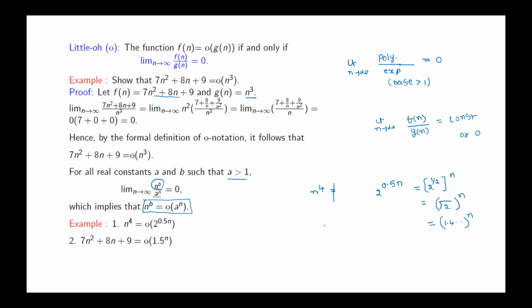Now you tell me which is more. One side n power 4, other side 1.4 whole power n. Which has a higher order of growth? 1.4 power n. Hence, is this true or false? True. What about the second one? Is this true or false? True. What is its order of growth? It is n square finally. This is 1.5 power n. One is of the form n power b, the other is of the form a power n, where a is greater than 1. That's why it is strictly lower.